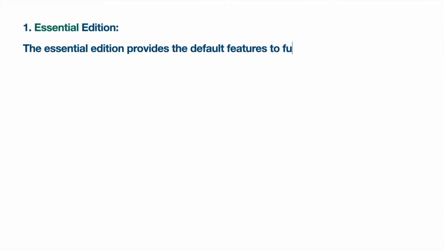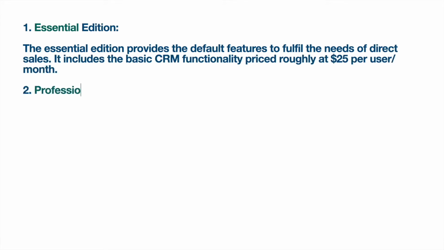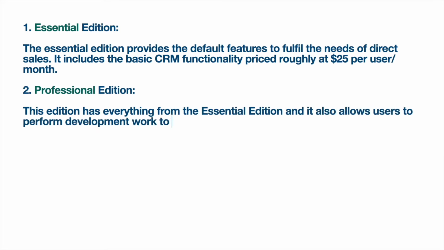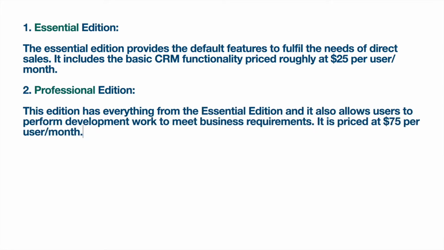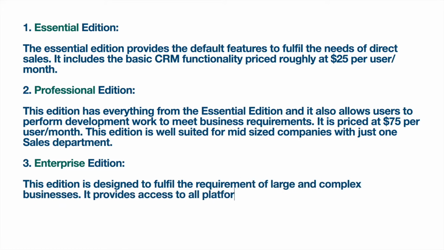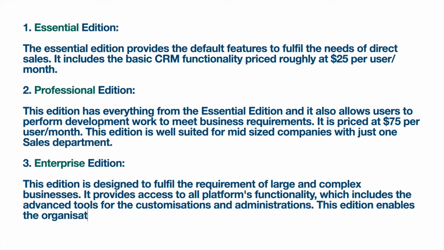Now, the essential edition is the most common and the simplest form of edition available by Salesforce. It provides the default features to fulfill the needs of direct sales, and it includes the basic CRM functionality. Now, this is priced at $25 per user per month. The second one is the professional edition, which has everything from the essential, and along with that, it allows some kind of development work to meet business requirements.